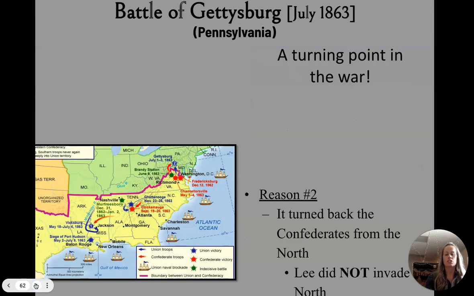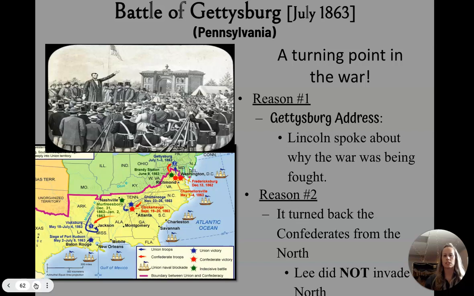And so let's just look again real quick at this. So our first reason here, why it's important, our significance, Gettysburg Address. And then second reason is it's going to turn back the Confederacy from the North. So it pushes the Confederacy members trying to make its way up north. And what it does is it officially moves the Confederacy back down, and they're never able to invade the North again after Gettysburg. So these are our two significant reasons. The Gettysburg Address and turning the Confederacy away from the North, and no longer is the Confederacy ever going to invade the North again from this point.